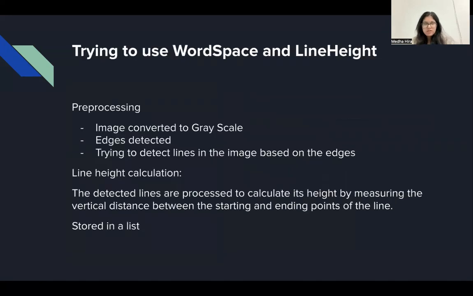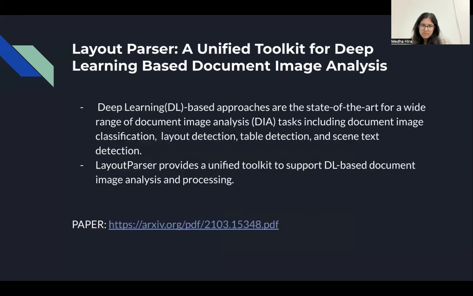Moving ahead, I tried using word space and line height, as discussed in the previous research paper that I had seen. Over here, the pre-processing involved converting the image to grayscale, detecting the edges, and detecting the lines in the images based on edges. For the line height calculation, the detected lines are processed to calculate their height by measuring the vertical distance between the starting and ending points and storing all of this in a list.